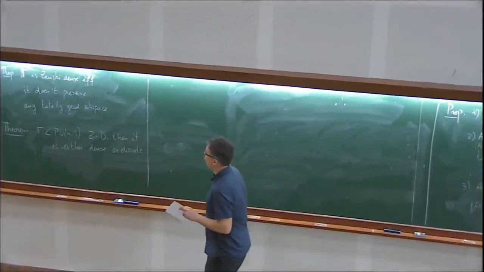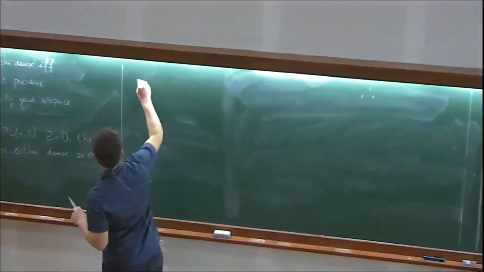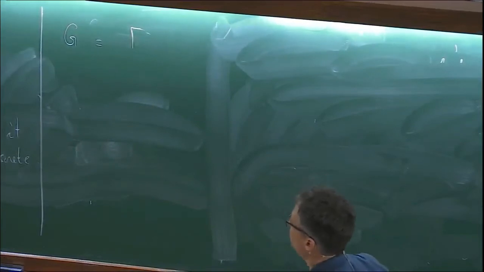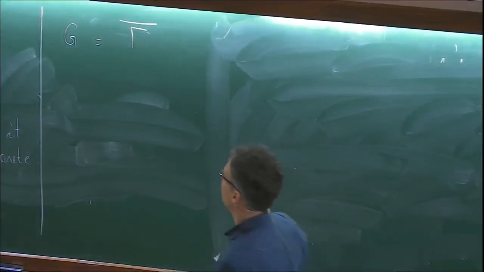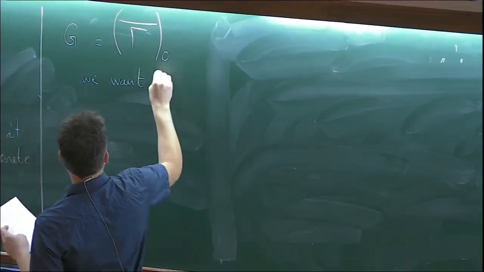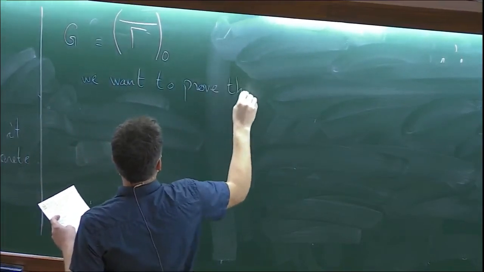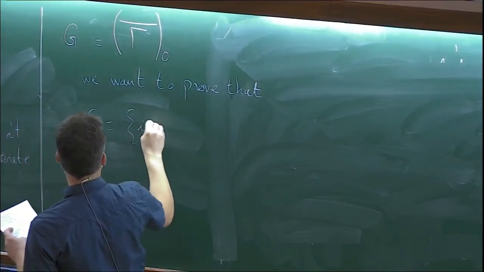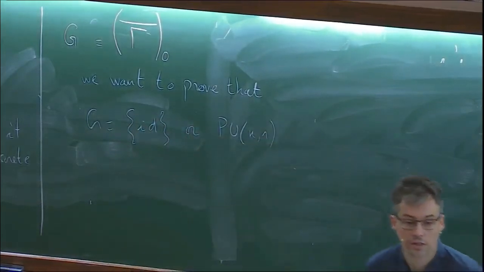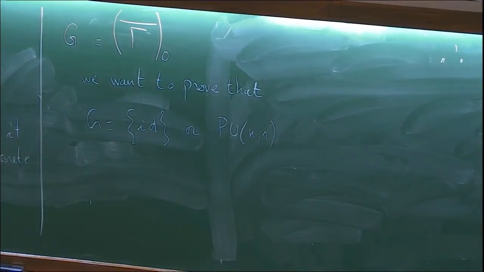Okay, so what I'm going to do now is to take G, so here's gamma. Gamma is my subgroup, and I'm taking its closure, its topological closure, and then I'm taking the identity component of this object. Okay? So what I would like to do is to prove that G is either the identity or PUN1. Because then the first case means G is discrete, and in the second case, it means it is dense.